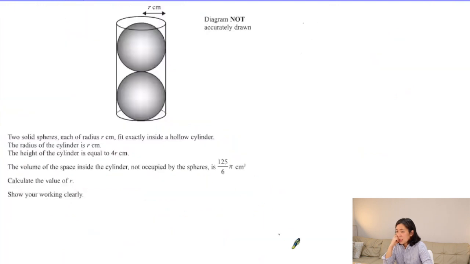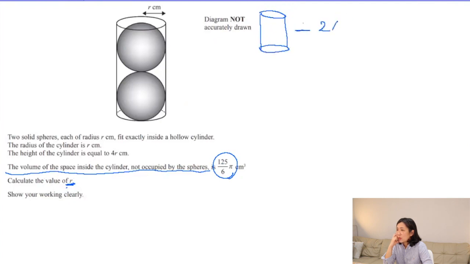Now, next question. Look, we can see the big cylinder. Inside the big cylinder, we can see 2 spheres. What we need to do is find the volume of the space inside the cylinder not occupied by the spheres, so the volume of the empty bit, right? Always try to have a plan. So how can we find the empty bit? First of all, we need to find the volume of the long cylinder, then take away the volume of the 2 spheres, right? So this is our plan.